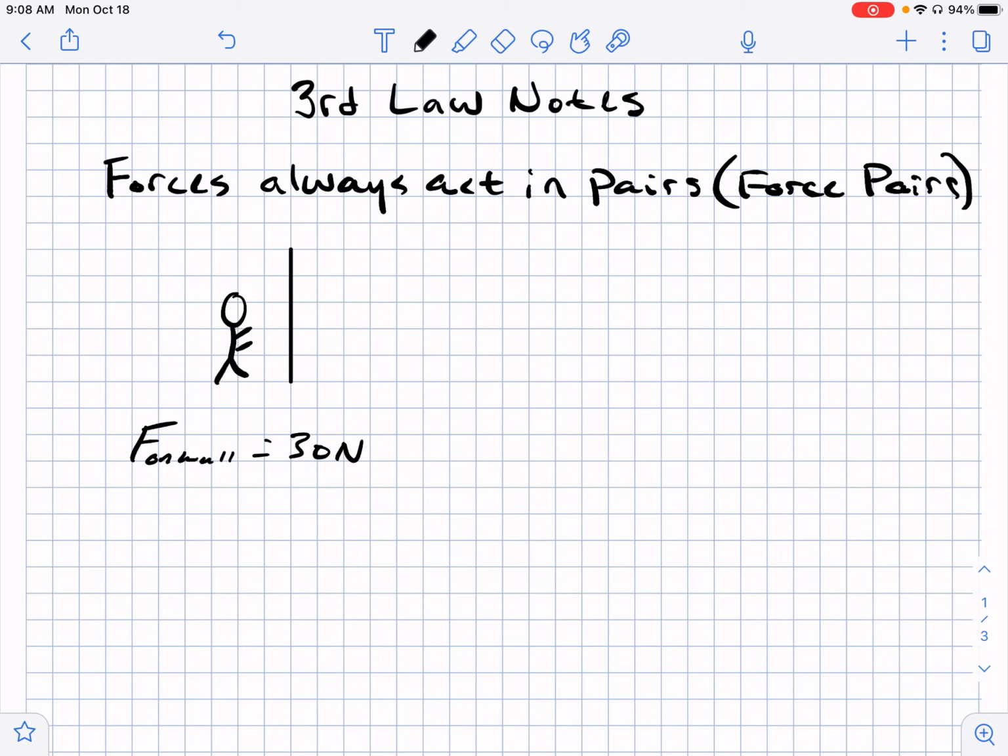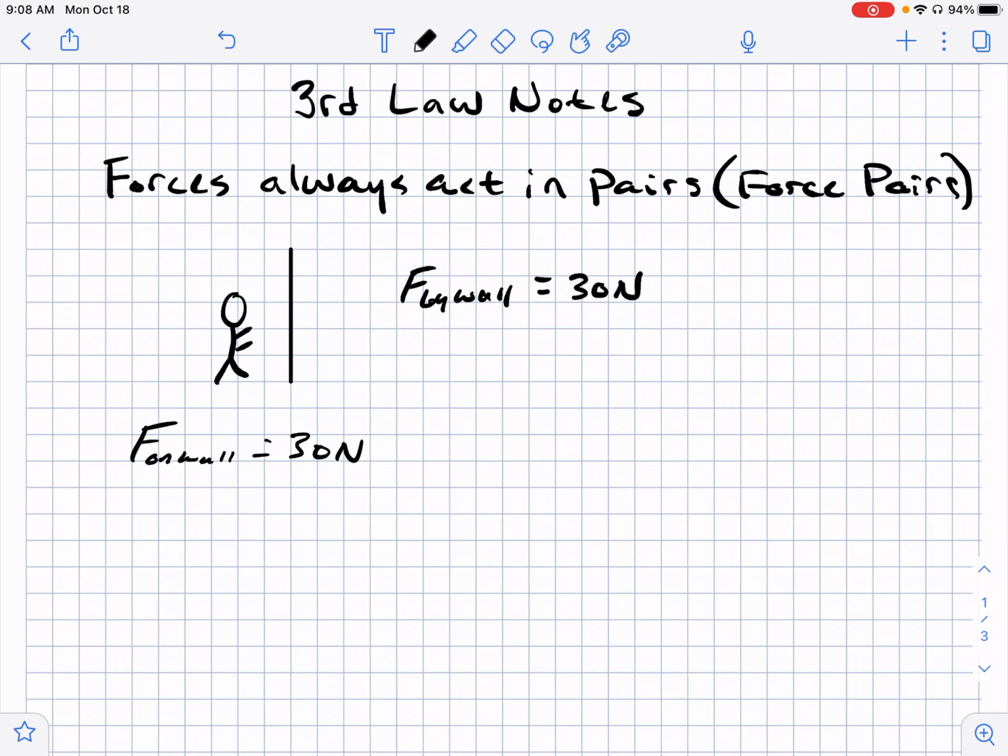Now, there's never going to be a force without some kind of a reaction force. So there's always a reaction force that takes place. And in this case, that reaction force is a force exerted by the wall. It's going to be applied to the person pushing the wall, and it's also going to equal 30 newtons. And so your action force is you pushing the wall, and your reaction force is the wall pushing on the person.